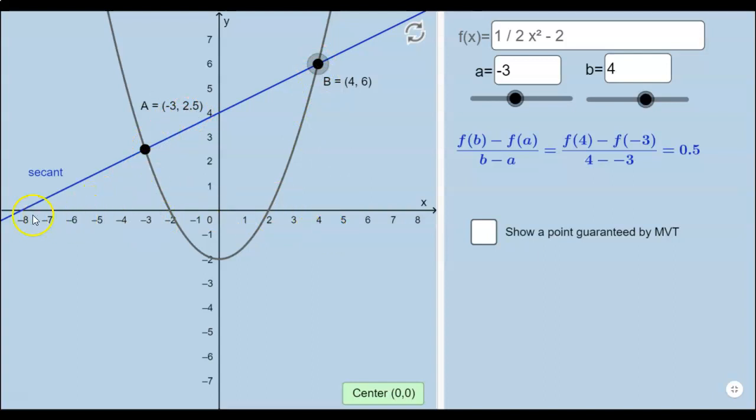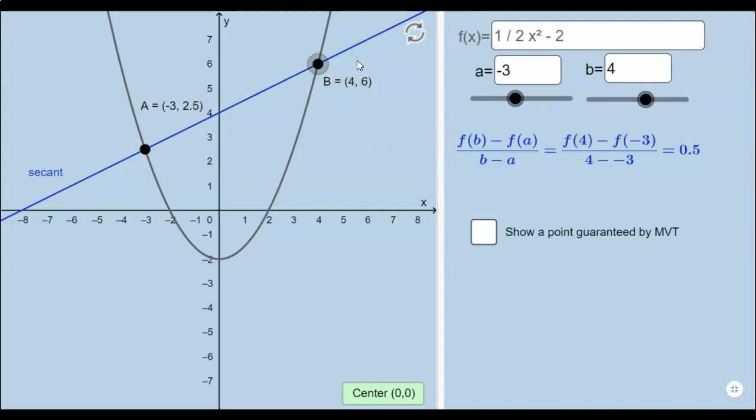So when you make this line, that is called the secant line. So what will the theorem do for you? Well, it allows you to basically calculate the slope of the secant line, f of b minus f of a, divided by b minus a. In other words, 6 minus 2.5 divided by 4 minus -3. And so when everything is done and said, you are done. You have the answer 0.5. So you're saying that the slope of the secant line is 0.5.